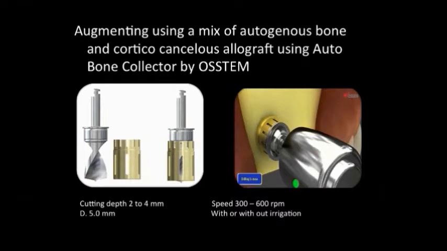You can use it at a low speed, starting from 300 RPM to 600 RPM. You can use it with irrigation or without irrigation. If we use it without irrigation, I would advise you to slow the speed down to a minimum of 300 RPM. I like to use it with irrigation to make sure that you're not overheating the bone. It's a very easy little tool that you can use. It's not very expensive. There are lots of companies making this. The one I'm using here is from a company called Osstem.